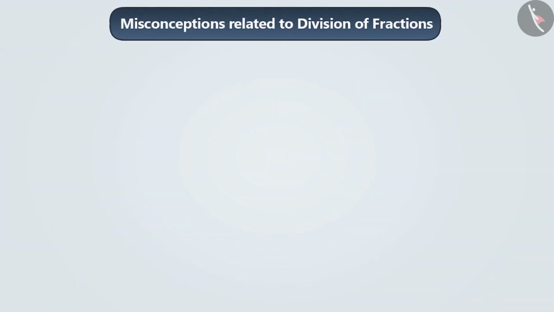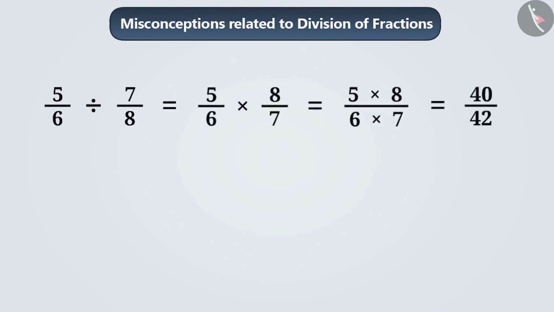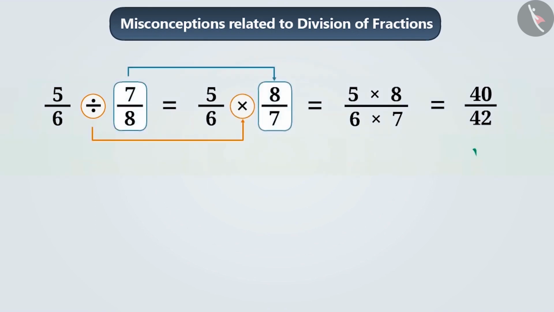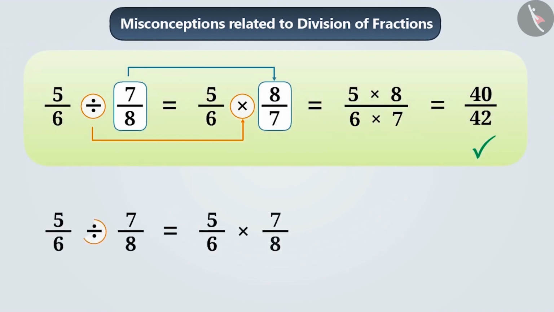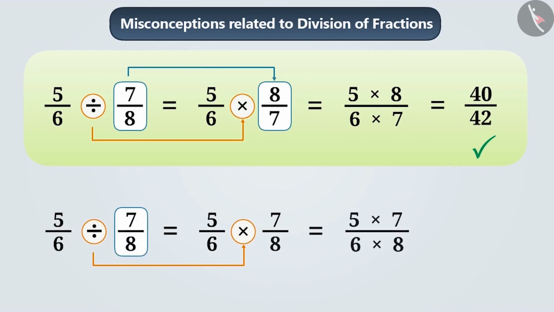Now let's look at some common mistakes. Let us suppose we have to find the result of 5 by 6 divided by 7 by 8. Some children believe that to find the result of division, the division sign has to be replaced by the multiplication sign, and then they invert the numerator and the denominator of the second fraction. However, sometimes they do change the division sign to the multiplication sign, but forget to take the reciprocal of the other number and multiply the numbers as they are.